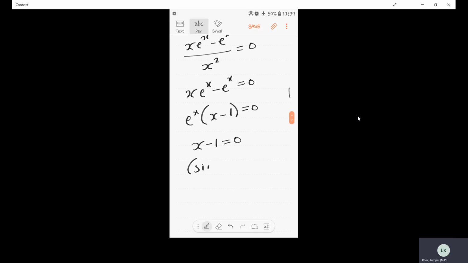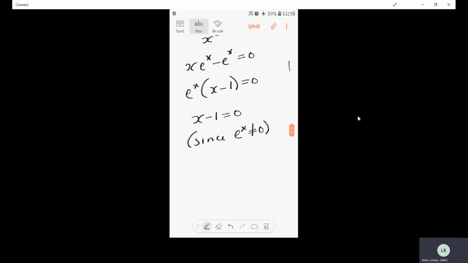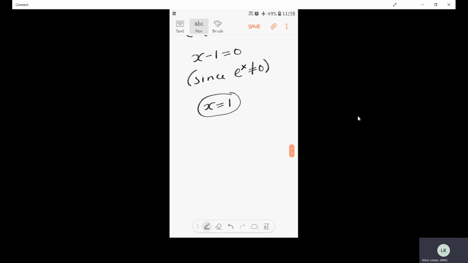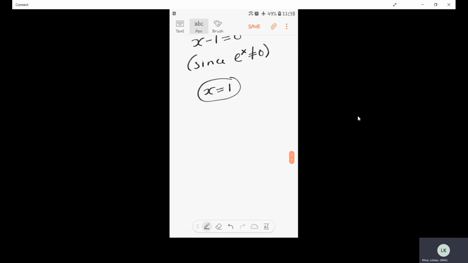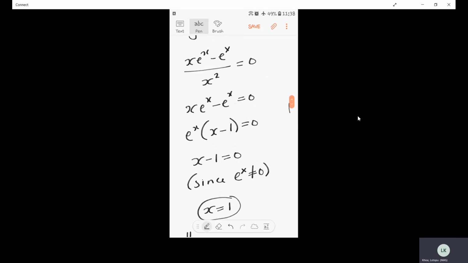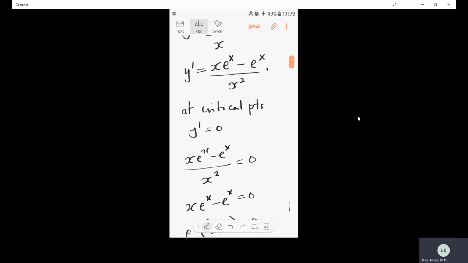So we say that since e to the power of x is not equal to 0, for any x that you substitute in there, you will never get e to the power of x equal to 0. So if x minus 1 is equal to 0, this means that x is equal to 1. Now I will need to test this critical value and see whether it is a maximum or a minimum. To test it, I'll use the second derivative. So my second derivative is just the derivative of the first derivative, which is this one over here.